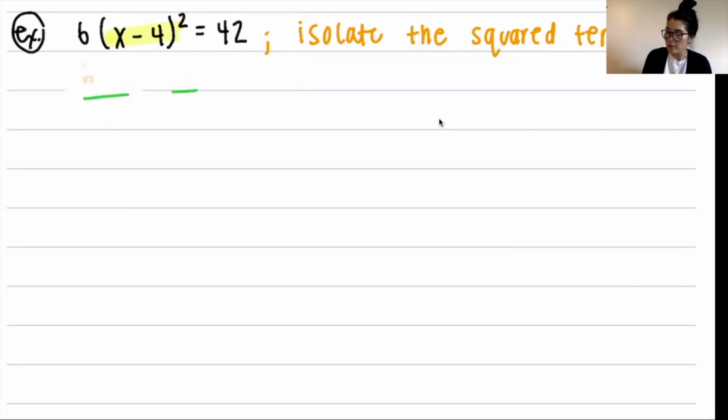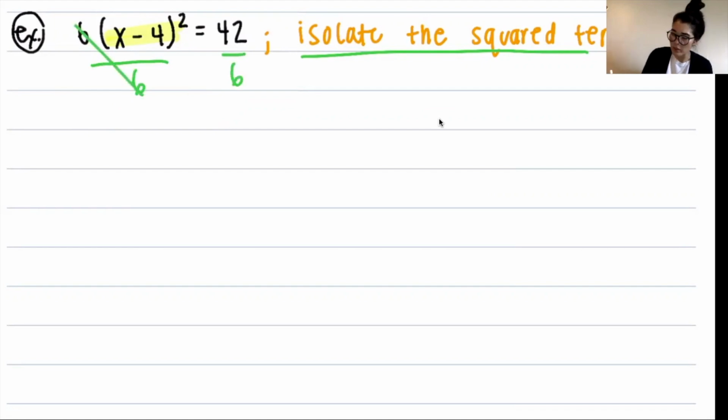And so we're actually going to do the same thing here. Because the goal is to isolate the squared term, so get the parentheses with the square by itself, we're going to divide by 6 on both sides. So the 6 cancels. And so what that leaves me then is this (x minus 4) squared, the whole thing in that parentheses, is equal to, and then you would have to do some math or figure that out quickly in your head. You would get 7 here.